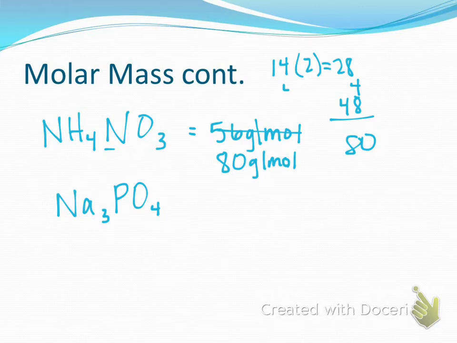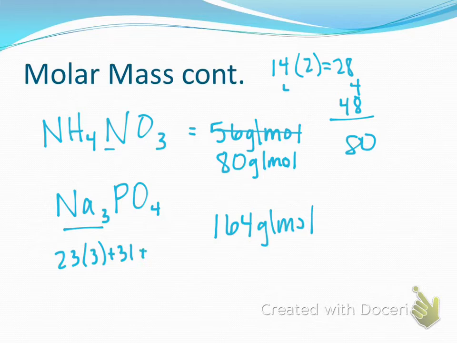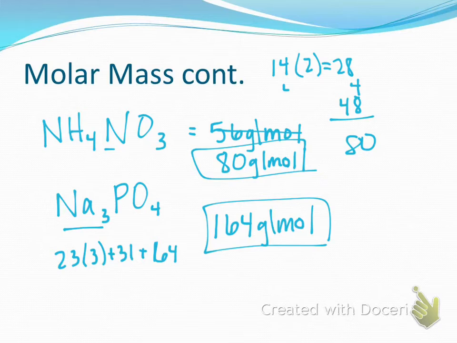Okay. Next one. Jameer, what'd you have? Okay, that's okay. Paulina, what'd you have? 164 grams per mole. We agree? 164. Okay, we had 3 sodium atoms, which is 23 times 3, plus 31, plus 4 times 16, which is 64. So 164 grams per mole. Okay, very good. Any questions with those two?